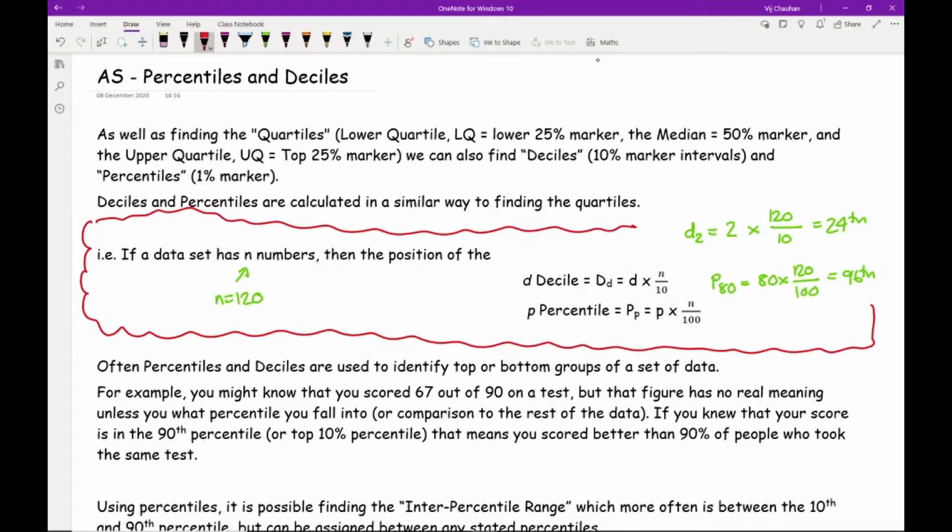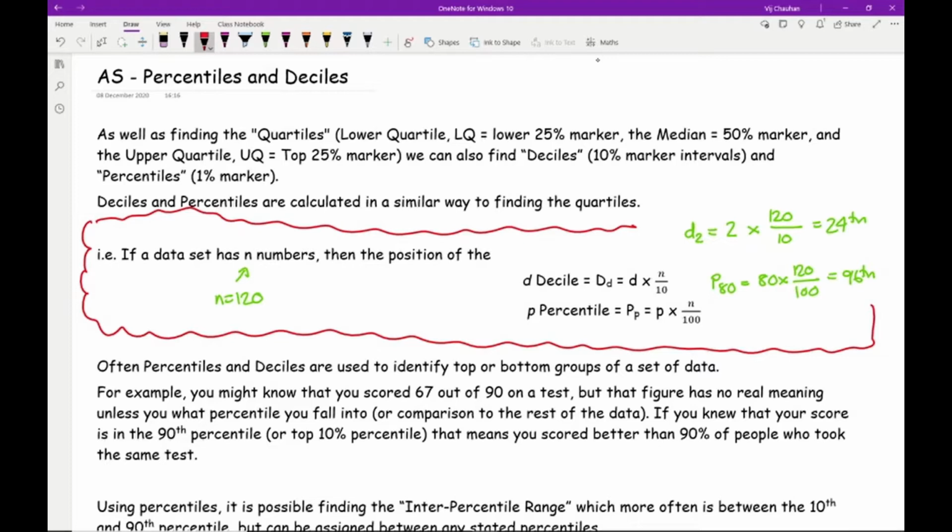Now often percentiles and deciles are used to identify top or bottom groups of a set of data. So for example, if you did a test and you got 67 out of 90 and you look at your test paper, now if I go back to my own experiences of being a teacher when I'm handing out test papers, students will do a list of things, and it's quite guaranteed that this is going to happen. So the first thing a student would do is look at their test scores and analyse them themselves. For example, you look at your test paper, you think, oh, 67 out of 90.